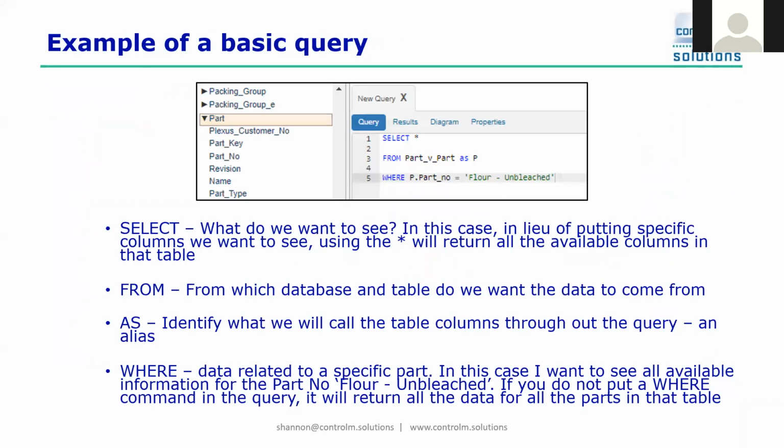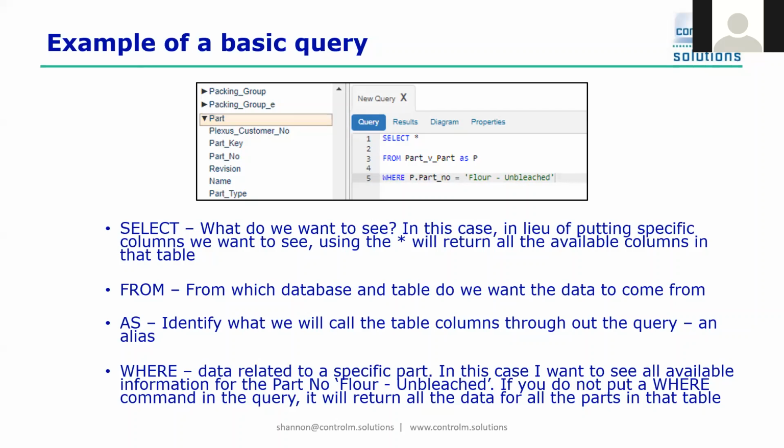So here's an example of a basic query. I've added our select, from, and where statements. In this example, I used an asterisk for wildcard in the select statement. What I'm telling Plex here is I want to select all of the available columns in the part table for only the part number flour unbleached. The database and the table is separated by an _V_.